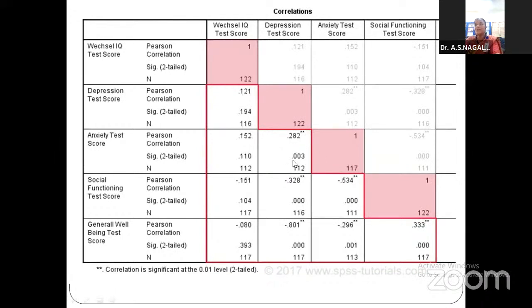For example, here 0.003 is explained as a weak positive relationship between depression and anxiety score, but at the 5% level of significance. Okay, so this is how you have to interpret your results based on the inferences you received from the research. Okay, so let's do the test now.